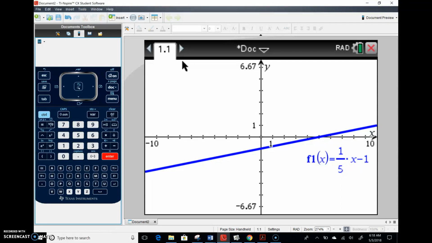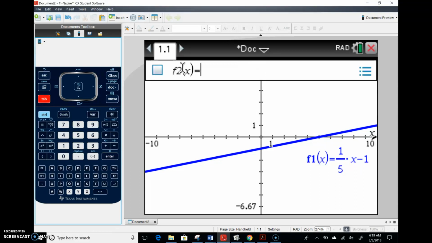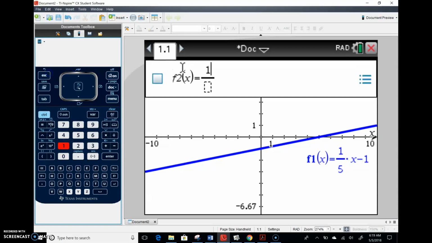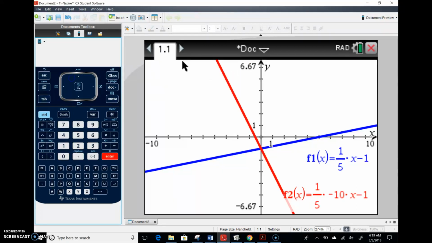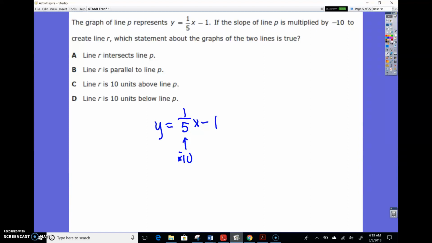Then tab. Remember, what I want to do is multiply this number by negative 10, so I'm going to put times negative 10 x minus 1. Now we're going to read the answer choices. Line R intersects line P. That works out. They're not parallel. They're not above or below. So our answer is A.